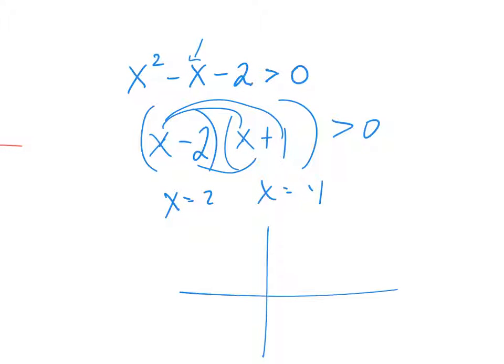If I graph it, I have a 2 and a negative 1, and then I know it's a U shape. And where is the parabola greater than 0? Ooh, it's greater than 0 on the outside edges. Like in this little zone, and this little zone is where the parabola is bigger than 0. So then I got to know what those 2 points are. Of course, I already know them. They are negative 1 and 2.